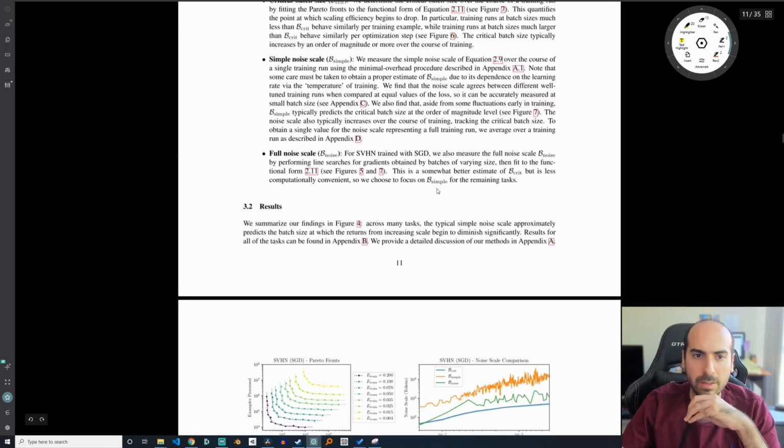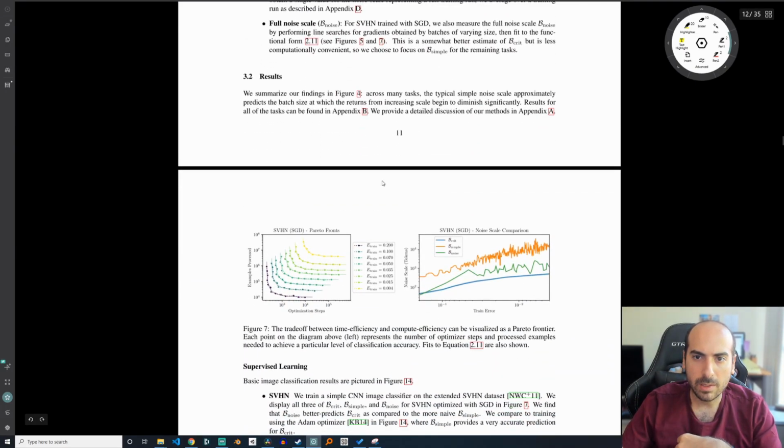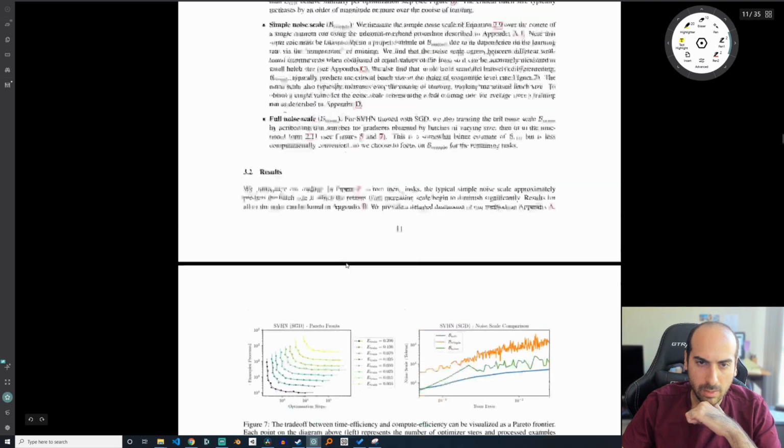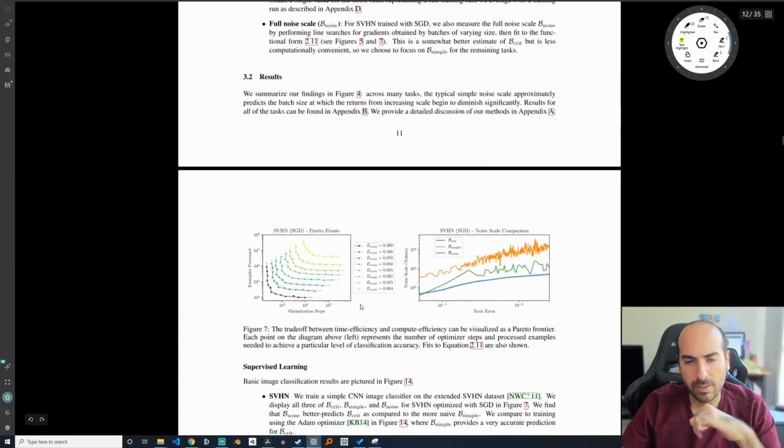Okay, so more experiments. Let's see. The typical noise scale approximately predicts the batch size at which returns from increasing scale begin to diminish significantly. So we provide a detailed discussion of our methods. So here it's eTrain. So wait, what was eTrain again? It was the examples, I think. Yeah, examples processed, and then optimization steps. And this is the loss that is achieved.